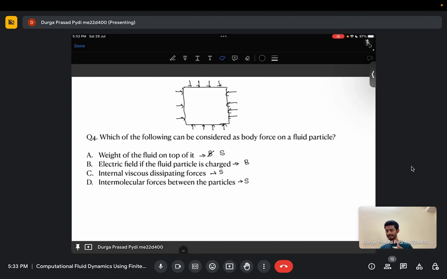Now, when it comes to the second question, where you have a charged fluid placed in an electric field, because of the electric field, the entire fluid experiences forces inside the volume. So, that is how you named it a body force.